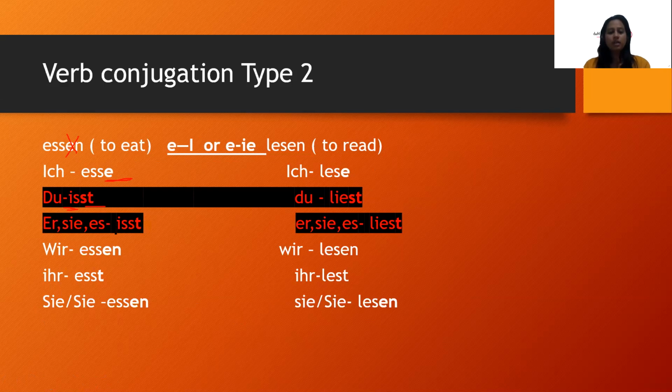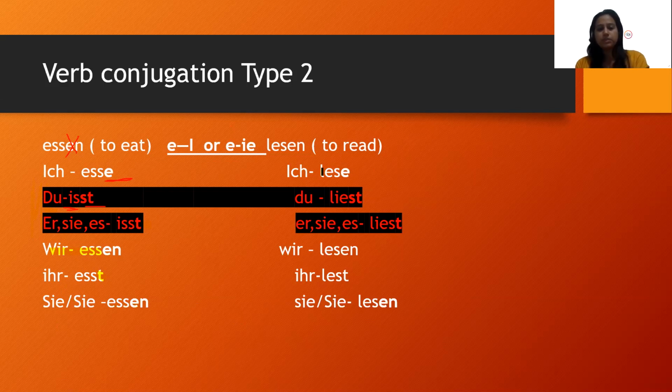Again and again, I'm telling you, why does it happen? This is the nature of the language, basically. This is how it is. So you have to learn it by heart. There's no other scope, basically. And then if you see wir essen, it will be the same. Why will it be the same? As I mentioned, the change is only in du and er/sie/es. The rest remains the same like your first type. So ihr, it's always the -t ending, and even this vowel is not getting exchanged. And sie will be -en.